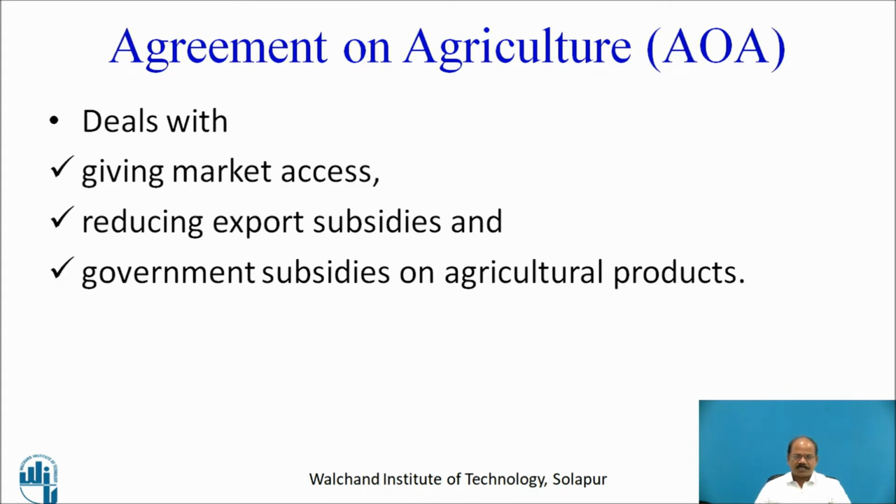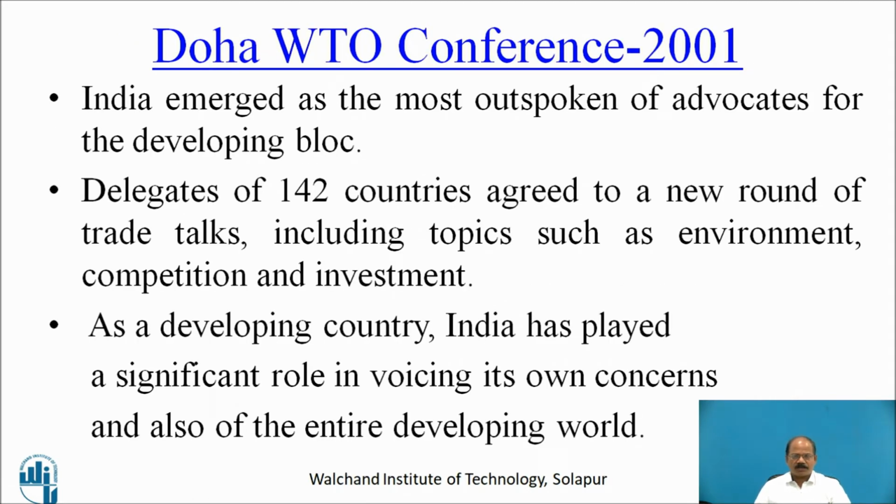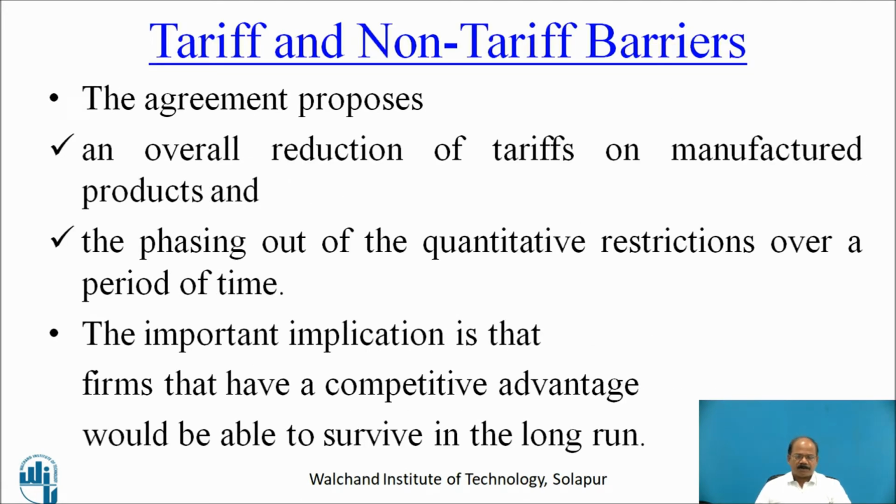What does it really happen? There is the agreement on agriculture, popularly called AOA. This deals with giving market access, reducing export subsidies, and government subsidies on agriculture products. Doha is a location where World Trade Organization conference was held in 2001. India emerged as the most outspoken of advocates for the developing bloc. Delegates of 142 countries agreed to a new round of trade talks, including topics such as environment, competition, and investment. As a developing country, India has played a significant role in voicing its own concerns and also of the entire developing world.